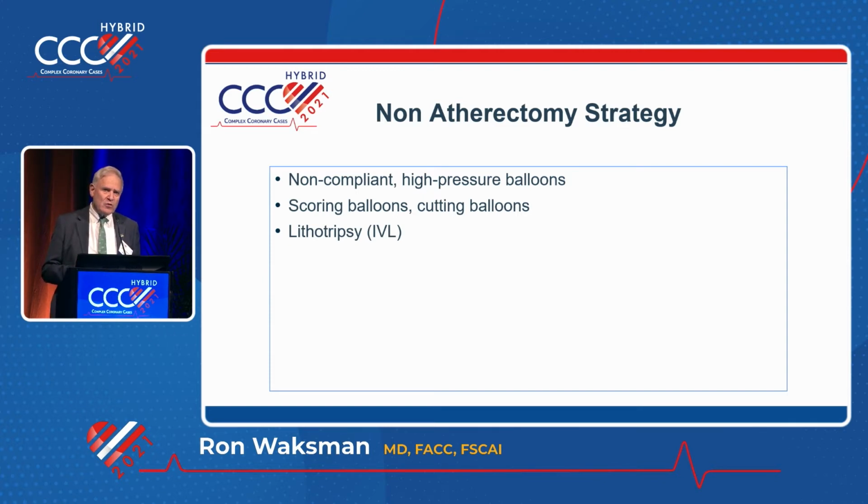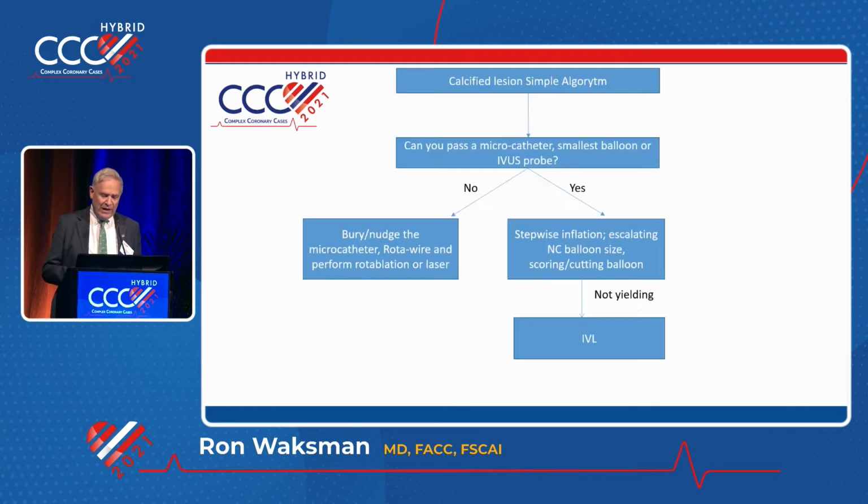Now that we have all those devices, and we're supposed to be better in atherectomy with the RotaPro and the CSI system, we really have to go to some algorithm. Now, George showed you a very complex algorithm and it took about 3-4 minutes to go over that. This is a simpler one. And the question is very simple. Can you pass a microcatheter? And I think he did mention that.